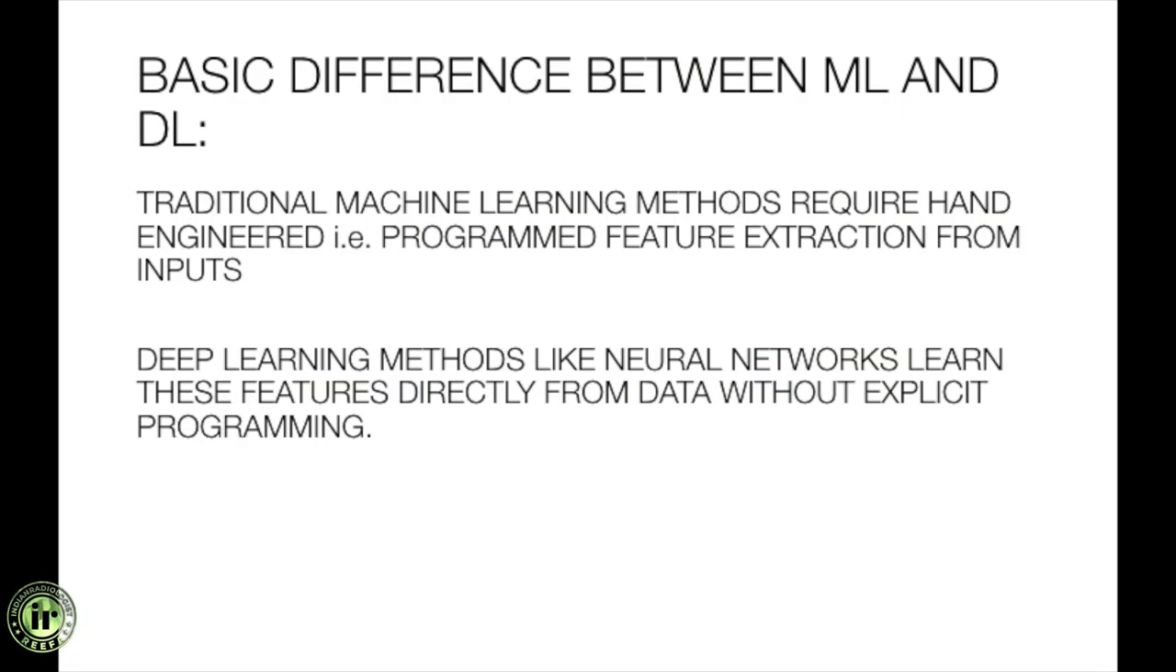So now let's elaborate. What's the basic difference between machine learning and deep learning? Traditional machine learning methods require hand engineering. That is, it requires an extreme level of programming to extract features from inputs. For example, if you were to teach an algorithm to pick up a pneumonia on a chest X-ray, then radiologists and the computer science specialists would need to sit together for a long period of time to try to work out what are the exact instructions to be given in a program so that the computer can pick up the opacity. In contrast, deep learning methods like neural networks learn these features directly from data without any explicit programming.